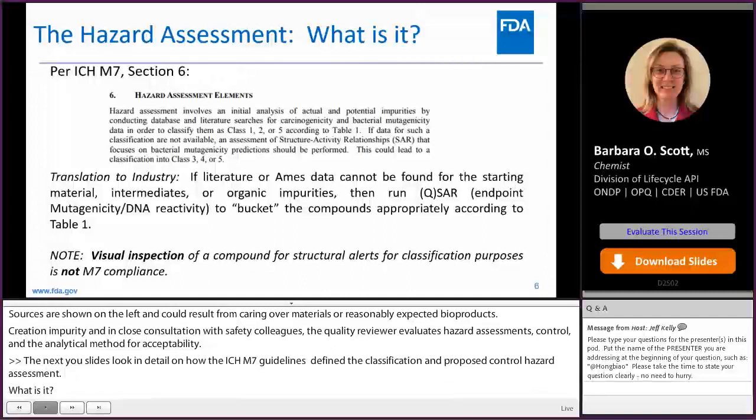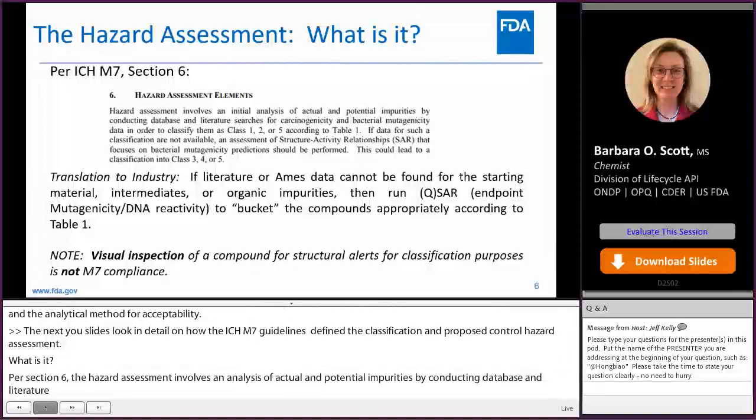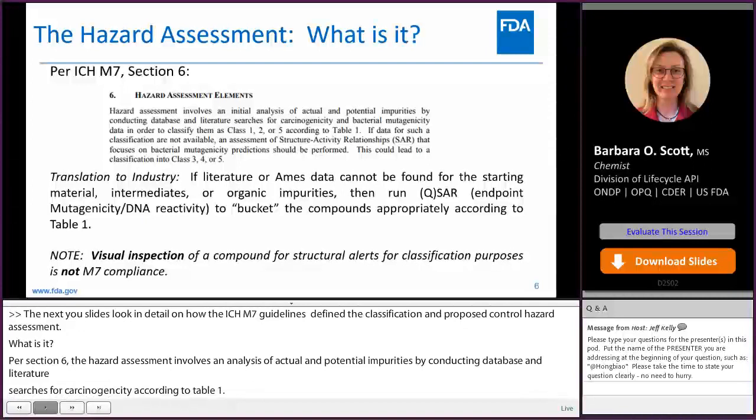searches for carcinogenicity and bacterial mutagenicity data in order to classify them as Class 1, 2, or 5 according to Table 1. If data for such a classification are not available, an assessment of structure-activity relationships that focuses on bacterial mutagenicity predictions should be performed. This is known as QSAR. This could lead to a classification of the impurity into Class 3, 4, or 5.